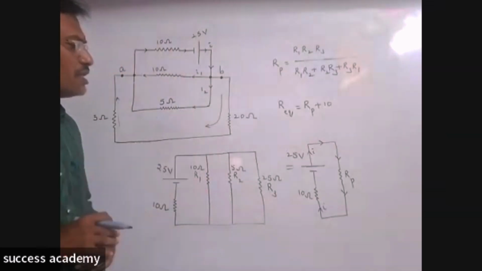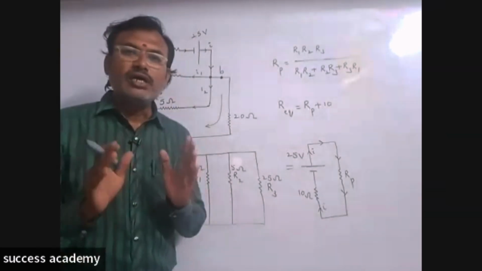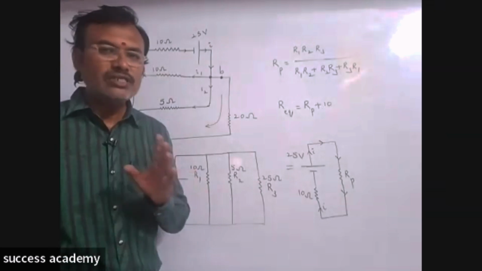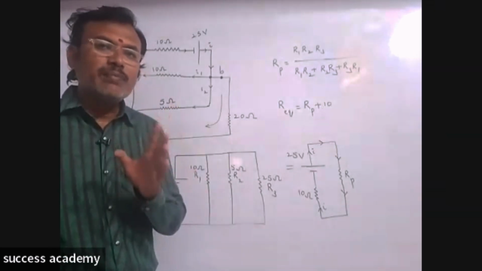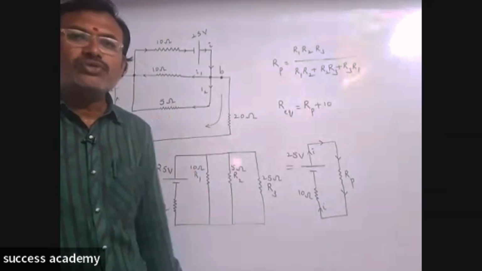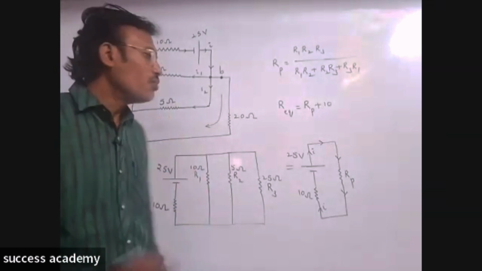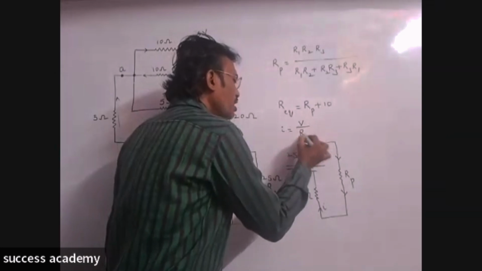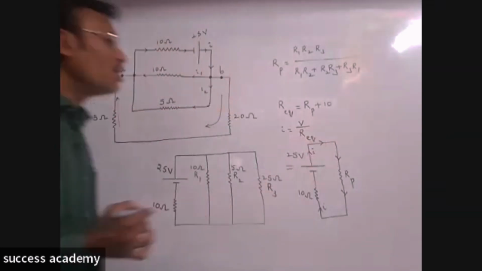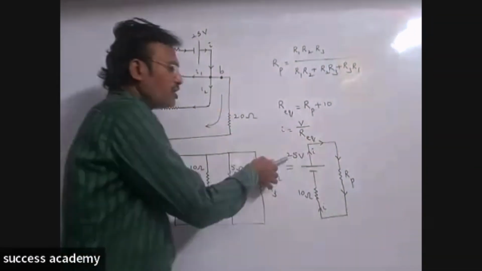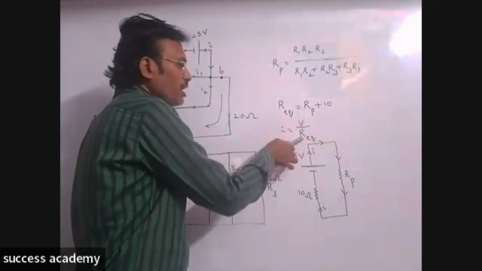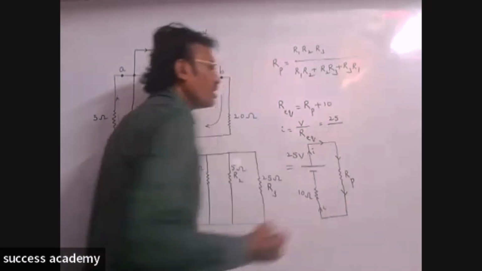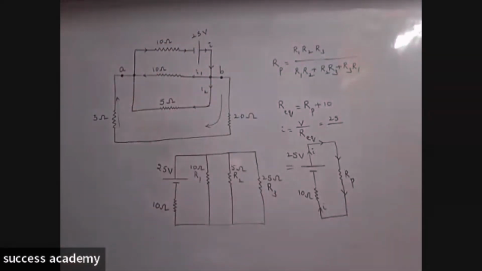Now the question is, what is the current passing through the circuit? That is the question. So according to Ohm's law, V is equal to IR, then I is equal to V by R. Here R is nothing but what we used to represent as R equivalent. What is V? Potential difference, 25 by R equivalent. That value is here.